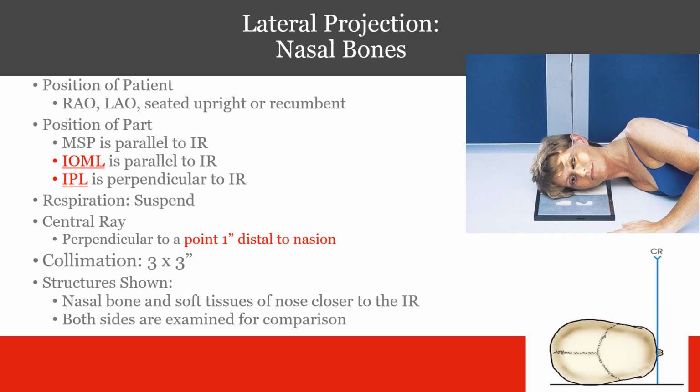For nasal bones, the positioning of the part and the patient is the same as again, and so is the respiration. This time we're going to center perpendicular to a midpoint 1 inch distal to the nasion, and the collimation is now a 3 by 3. We're going to see the nasal bone and the soft tissues of the nose closer to the image receptor, and both sides are examined for comparison.